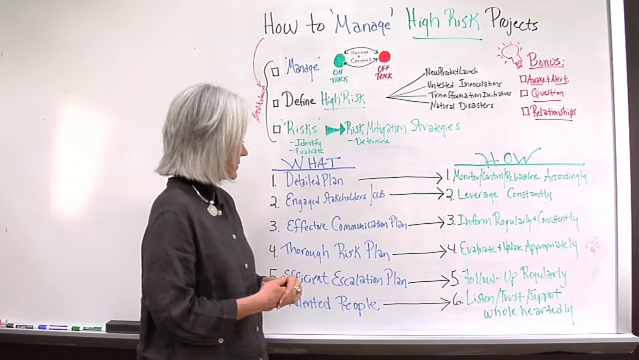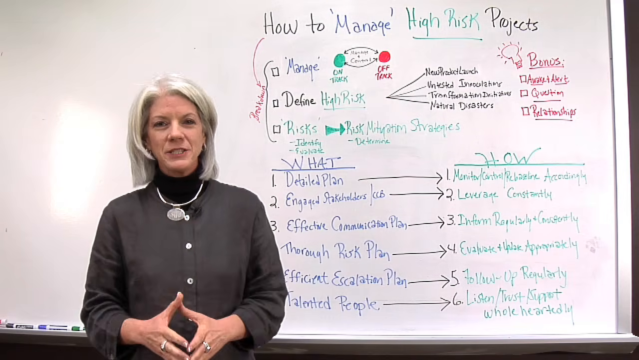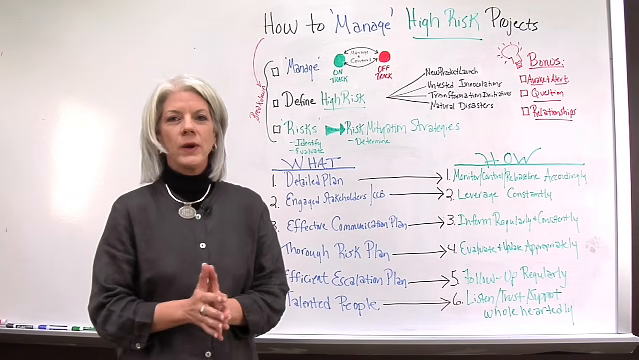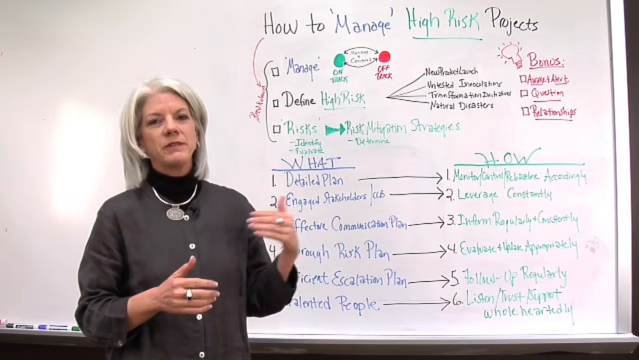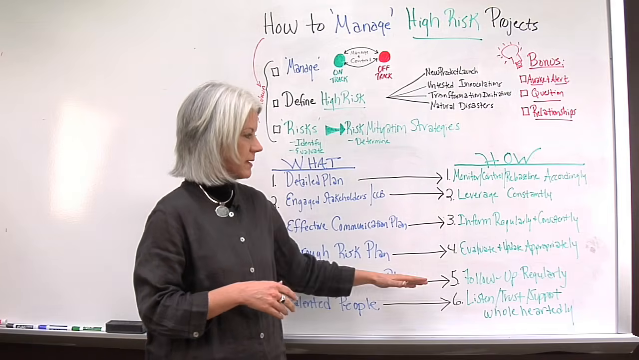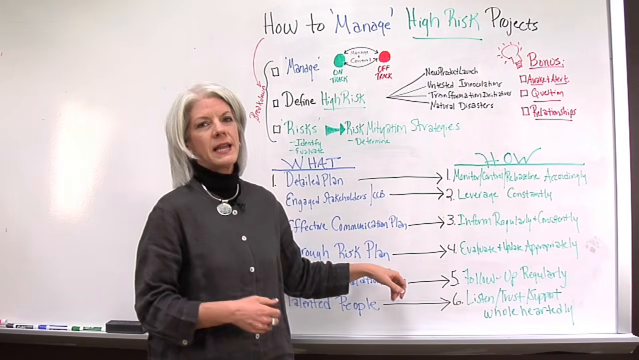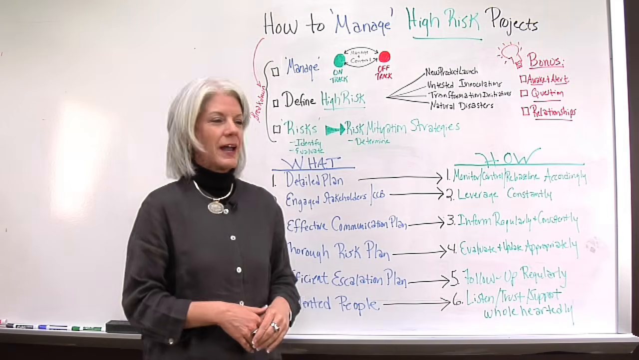Then number 5, efficient escalation plan. So it's not only important to have an escalation plan, but one that's efficient, where if things have to be escalated, it has to be efficient to get done quickly, appropriately, to the right people at the right time. And follow up regularly with this escalation plan, making sure nothing falls through the cracks.